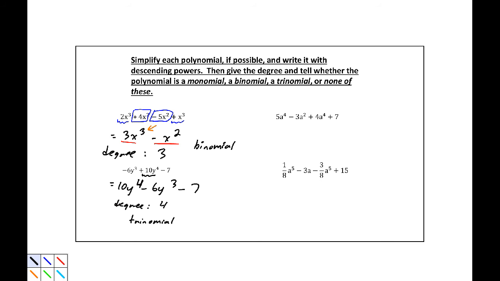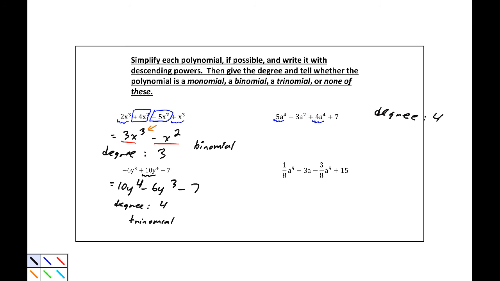Our next example we have is 5a to the fourth minus 3a squared plus 4a to the fourth plus 7. Note that we have the highest exponent of a to the fourth, so the degree is going to be 4. Let's go ahead and do that. Degree is 4. Now let's combine these terms.